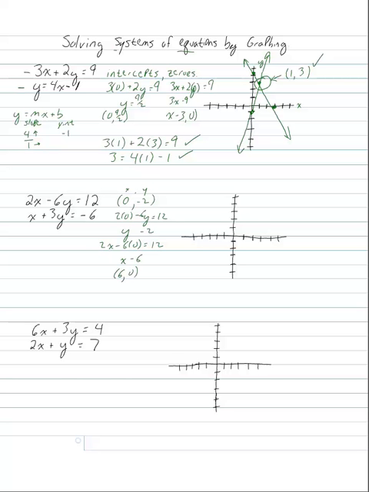So let's see, (0, -2) would be down 2 on the y. (6, 0) would be over 6 on the x. I'm going to draw another little tab. I only went out to 5. Okay, so I can do that with my other equation.